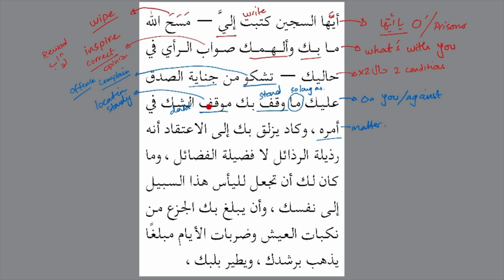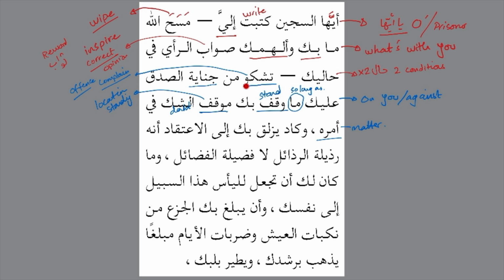ما وقف بك موقف الشك في أمره. ما وقف بك. So you're complaining of the jinaya of truth against you, ما وقف, for the duration of it, or so long as it stands with you, موقف الشك, in the position, in the standing position, the location of doubt, في أمره, regarding its matter. So what did this actually really mean? He's saying basically that you are in doubt of whether or not you should actually be truthful because of what you've suffered in the past.